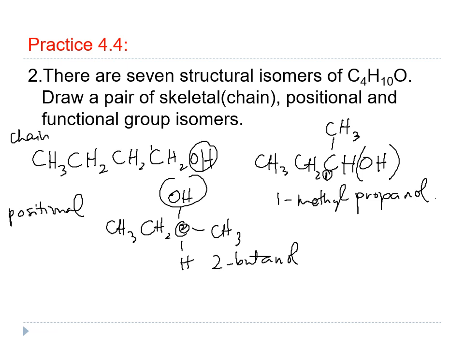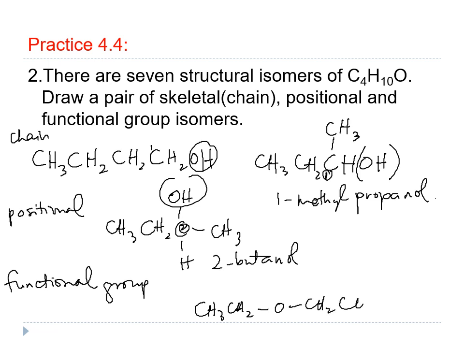Okay, the last one is functional group isomerism. Functional group isomerism is when you have a different functional group. So the pair for alcohol would be ether. So we draw an ether where we put O in the middle. So this is diethyl ether.